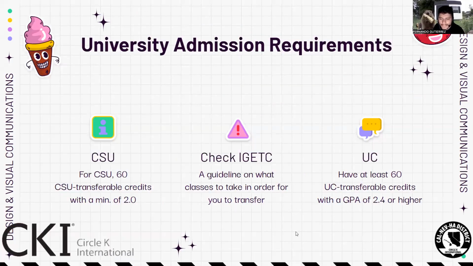So for instance, if you're planning on trying to go to a CSU campus, for instance, Northridge or Fullerton, for CSU they just need 60 CSU transferable credits with a minimum of 2.0. While for UCs, you need at least 60 UC transferable credits with a GPA of 2.4 or higher. That may vary depending on which school you're trying to go to. Chances are, I'm pretty sure you guys are going to have more than a 2.0, like a 3.0 GPA. So just try your best to stay efficient and proficient with your classes and courses and all that.